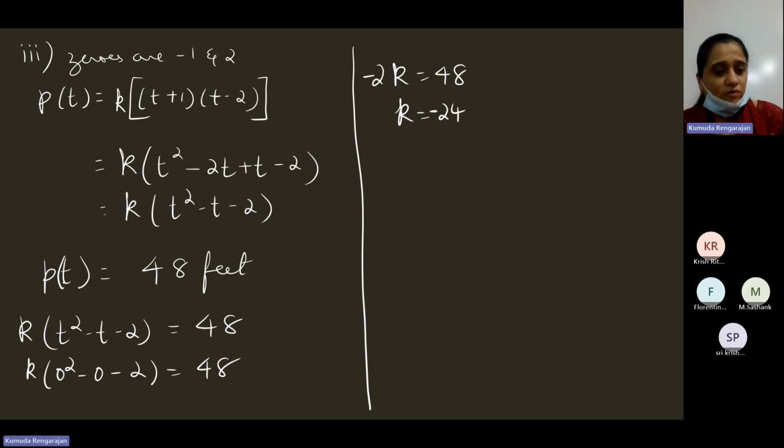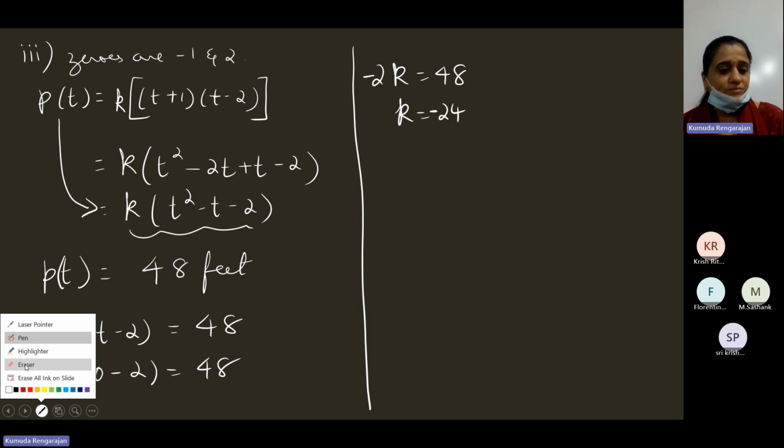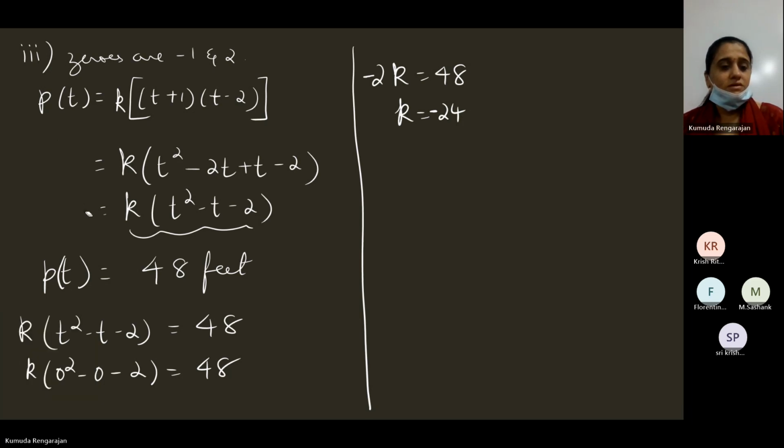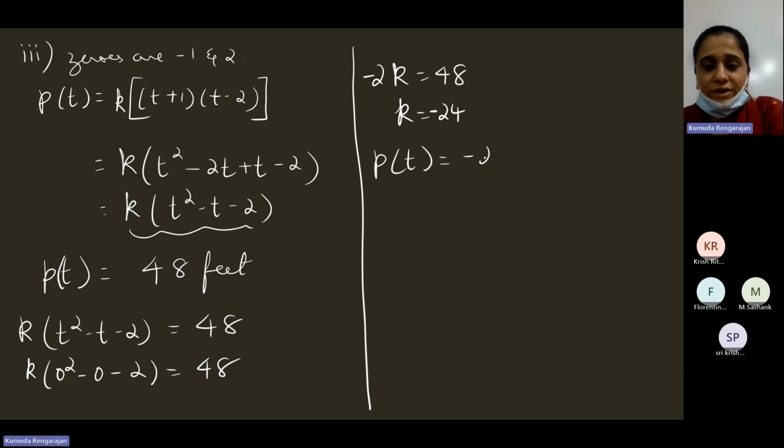So how do we do that? P of t represents the height. What is the polynomial given by P of t? So P of t is 48 feet, and P of t is this polynomial, this one. So P of t is 48. That means k into t square minus t minus 2 is equal to 48. Now take t as 0 and work that, you will get the value of k. So k is minus 24. Now complete the polynomial. So P of t is minus 24 into t square minus t minus 2.